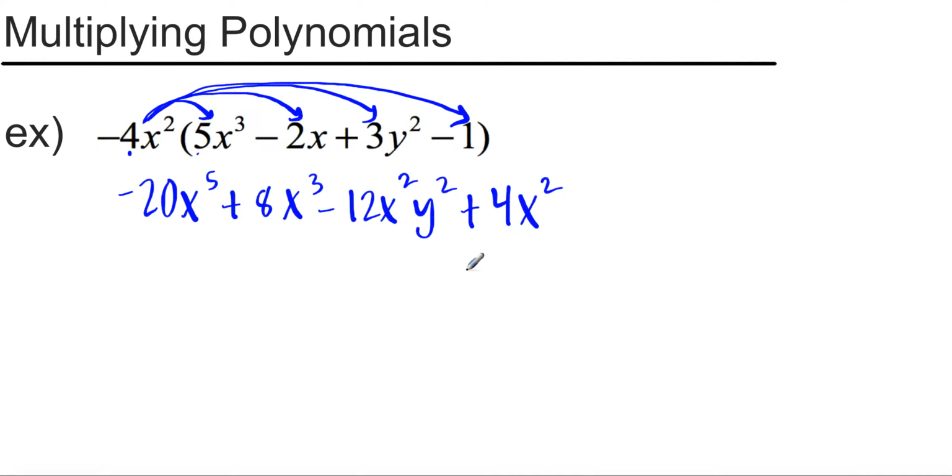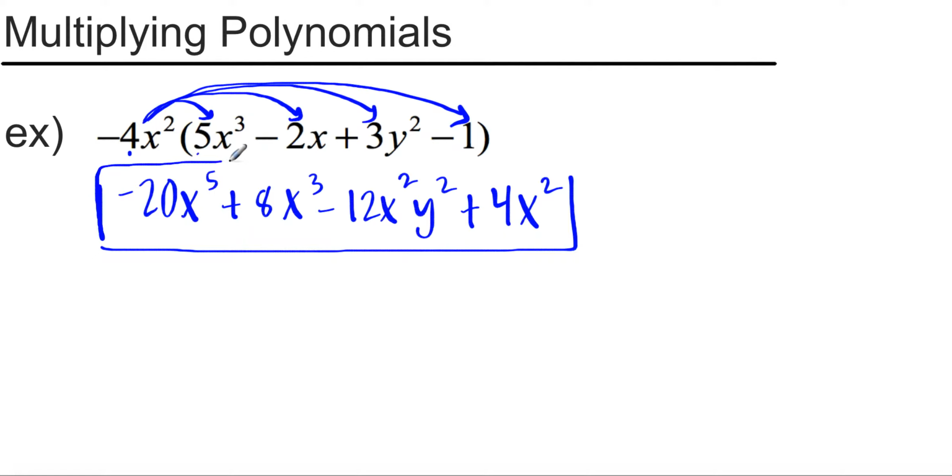We don't have any like terms, and I also want to mention that we've written our answer here in what's called descending order. And by descending order, I mean we're looking at the variable x and it's getting smaller. In other words, we've got x to the 5th, x cubed, x squared, and then x squared again. Now we kept the x squared y squared in front of the x squared because it had an extra variable attached to it. But that's usually how we write our answers, is in descending order.